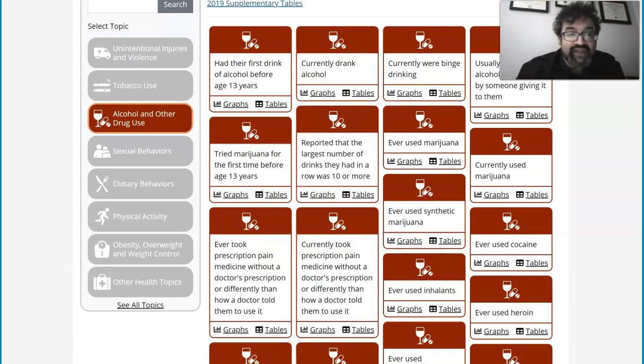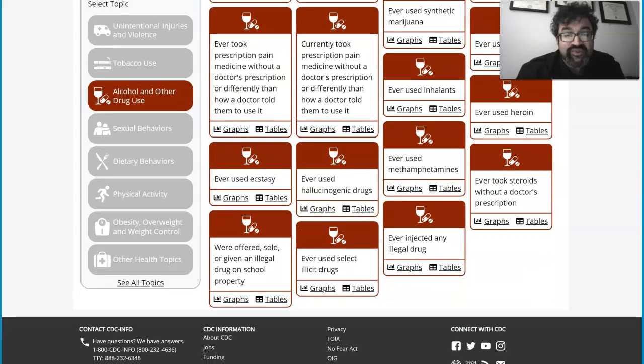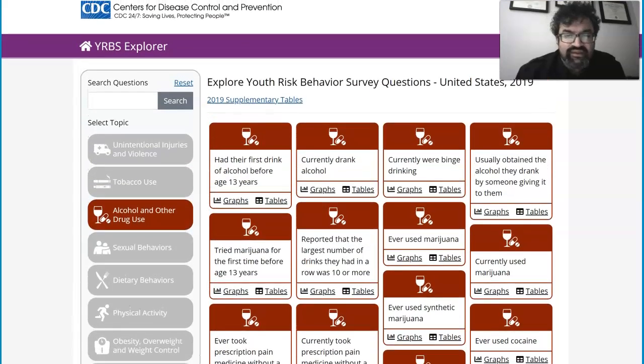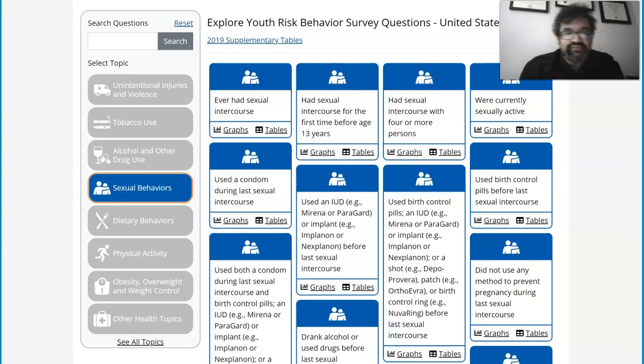Then the topic of alcohol and other drug use. And this goes into prescription pain medication questions, illicit drugs, steroids, cocaine, marijuana, heroin. Then we go into focusing on sexual behavior questions. Now, when we're thinking about sexual behavior, there are also reproductive considerations. So, of course, questions surrounding sexual intercourse are there, but also the use of intrauterine devices, for instance, the Mirena or Paragard, or some sort of implant before intercourse.